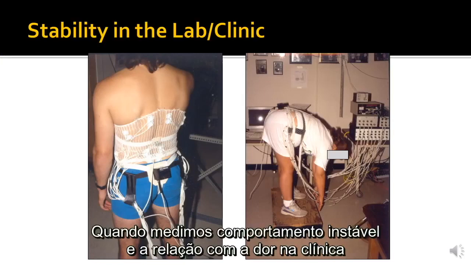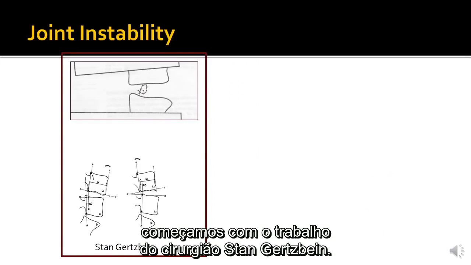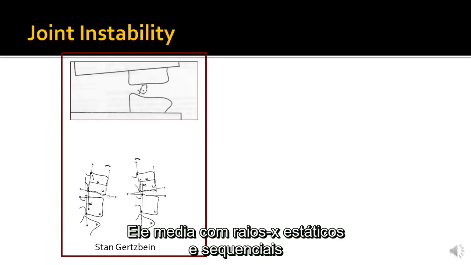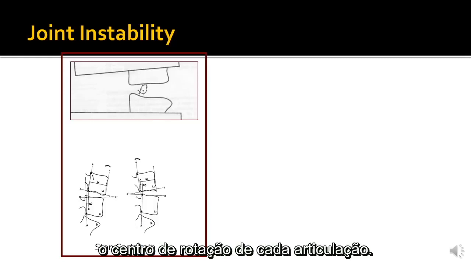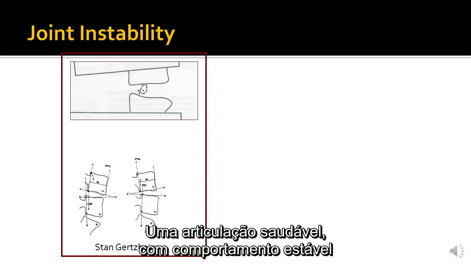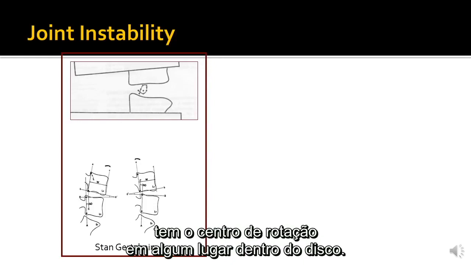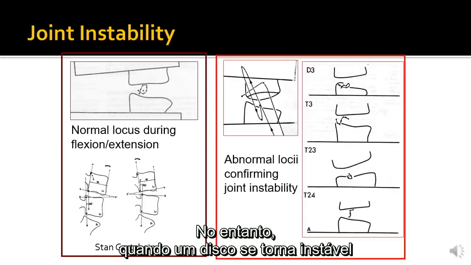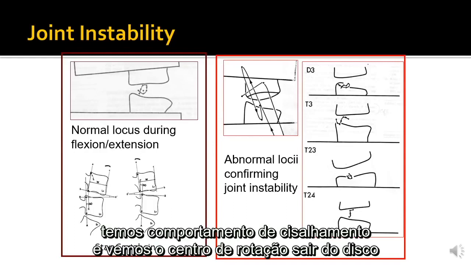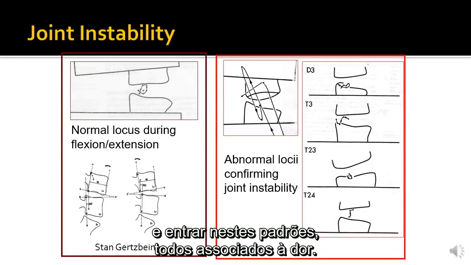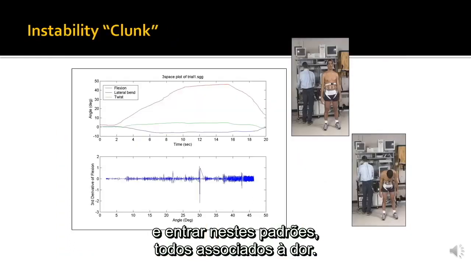Well, when we measure unstable behavior and the link to pain in the clinic, we'll start with the work of Stan Gertzbein, who is a surgeon, and he would measure through sequential static X-ray shots the center of rotation of every joint. And a healthy joint with stable behavior has the center of rotation somewhere inside the disc. And yet, when a disc becomes unstable, we get shearing behavior, and we see the center of rotation leaving the disc in these various patterns, all of which are associated with pain.